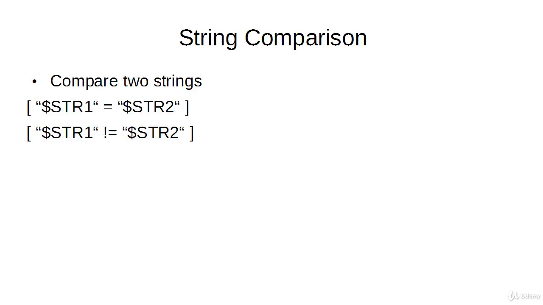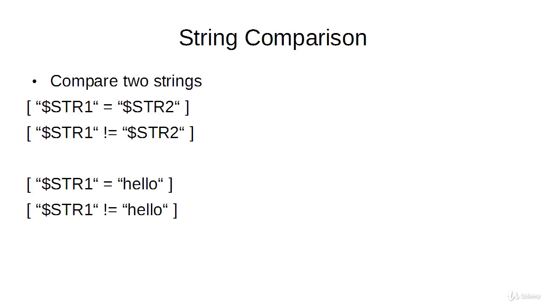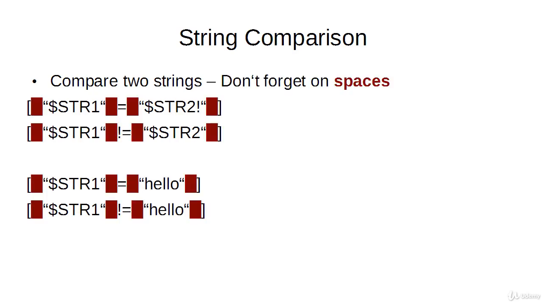For string comparison, we are using single square brackets, and inside them $ sign first variable, equal sign, $ sign second variable. Those two variables are inside double quotation marks. Similarly, you can compare a variable with some string, in our case the string hello. It is really important not to forget the spaces, otherwise you will have a problem running that comparison.